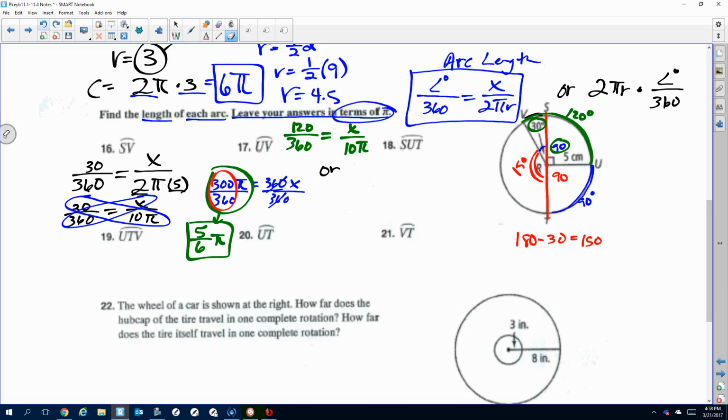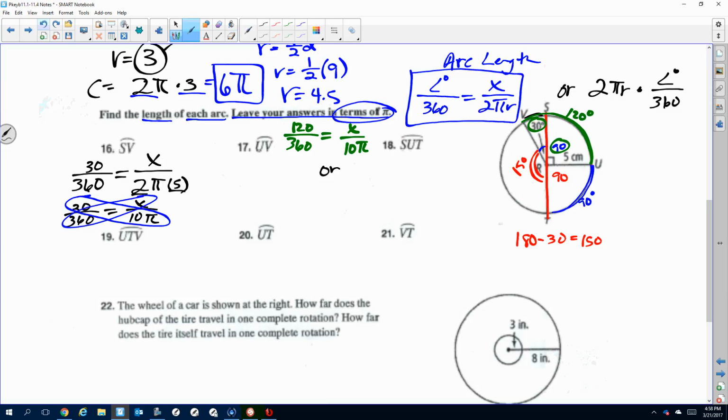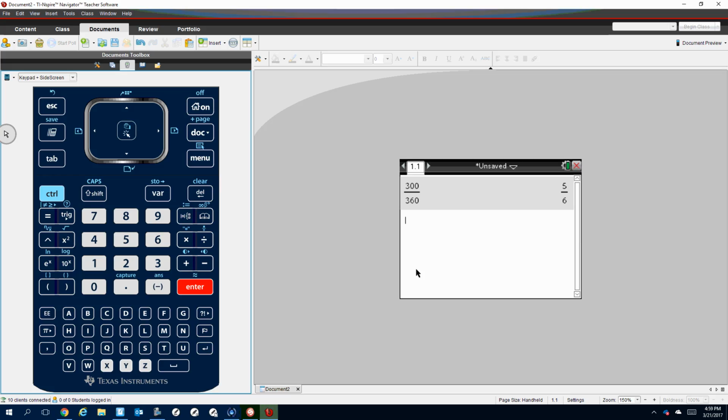So I'm going to erase some of this to make some room. Hopefully you got that answer. Or I can say 2 pi r times the angle degrees over 360. We already know our radius is 5, so 2 pi times 5 gives me 10 pi times the angle, which is our 120 over 360. So I'm going to simplify this first, and if we don't see it, I'm hoping you can always go to your calculator.